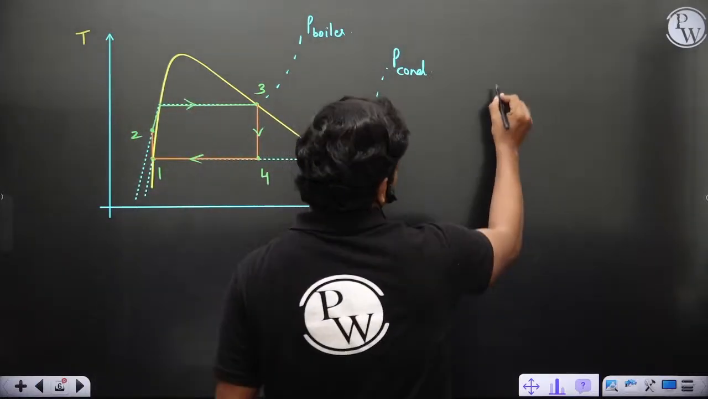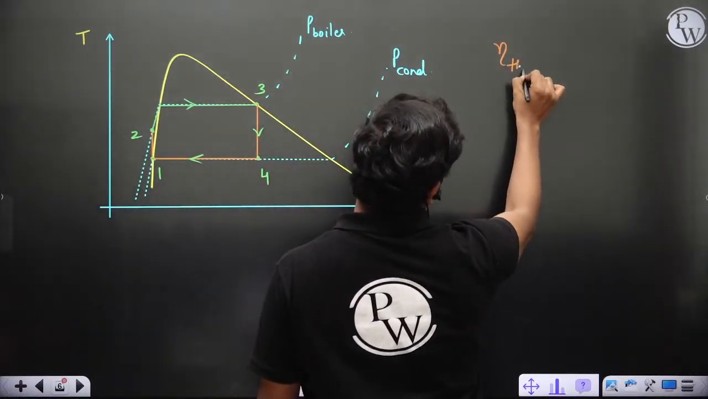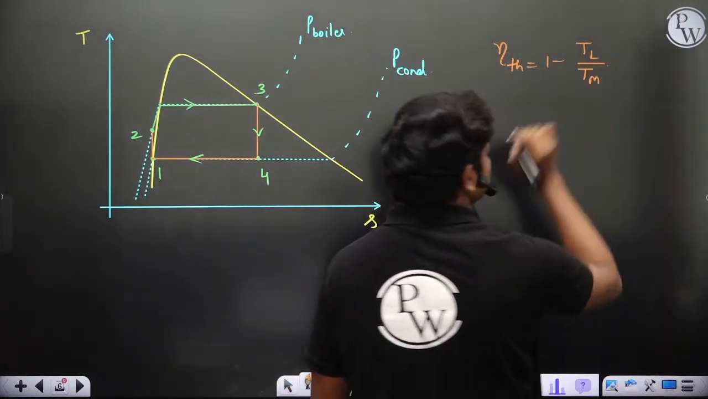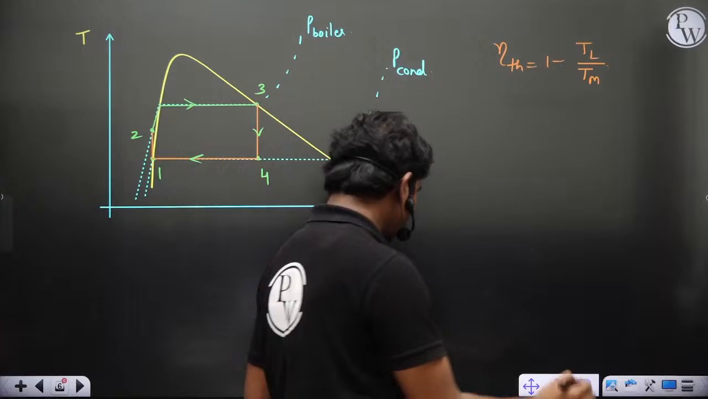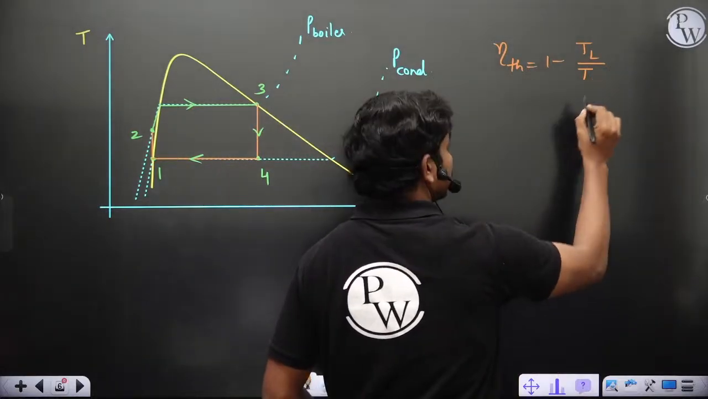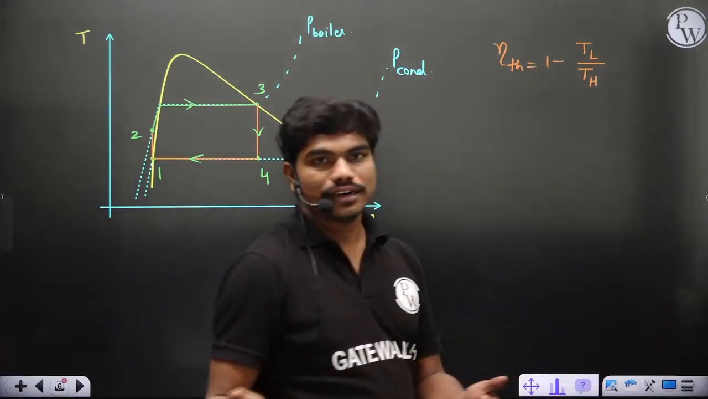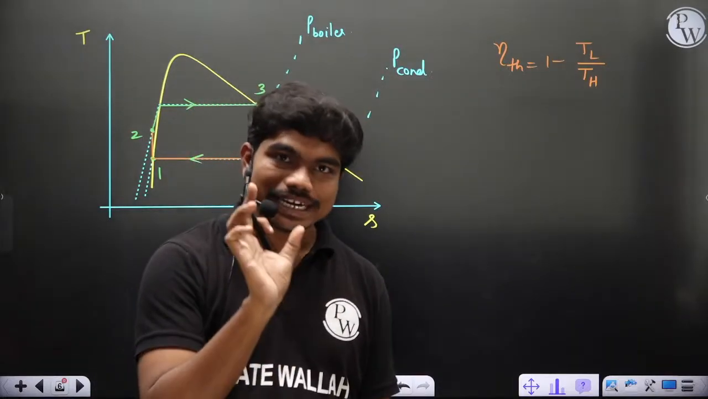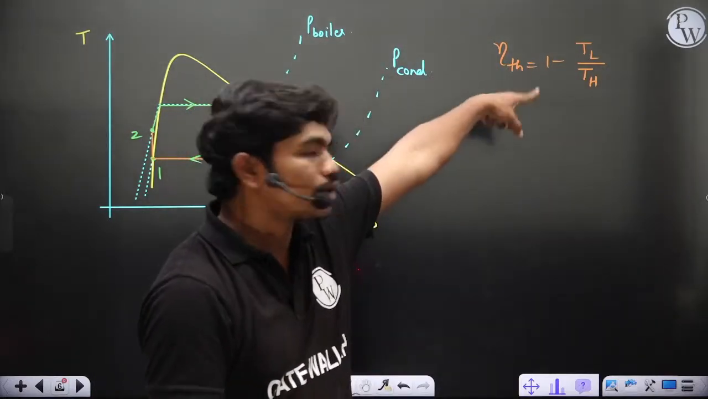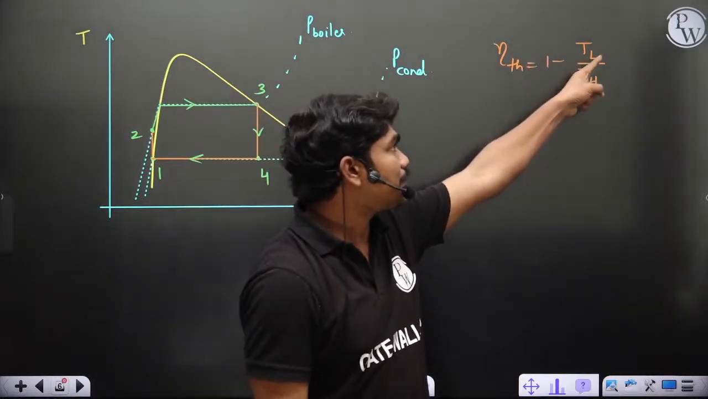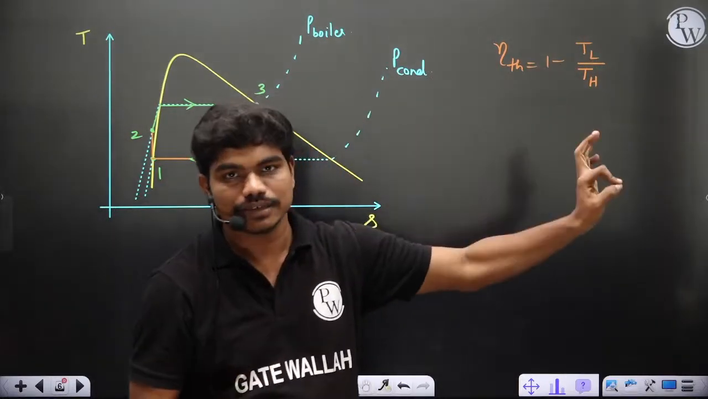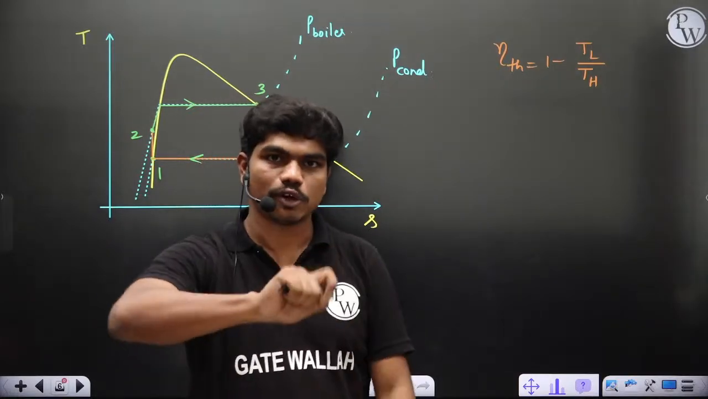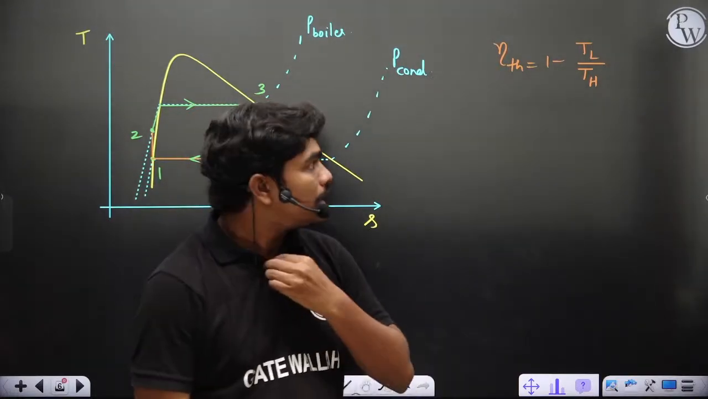Now clearly I can ask you one thing. From your second law point, thermal efficiency is equal to 1 minus TL by TH, correct? Where TL is the temperature of heat rejection and TH is the temperature of heat addition. But the complete heat addition and heat rejection should happen at those two temperatures. Means this should be the temperature at every point on the heat rejection process, and TH should be the temperature at every point on the heat addition process. You know this.